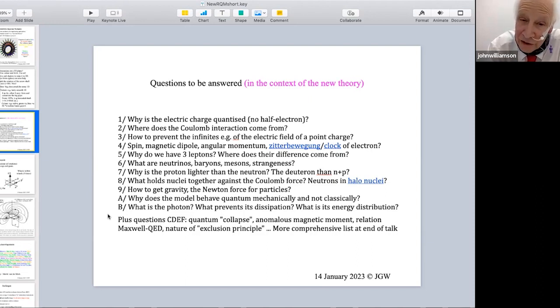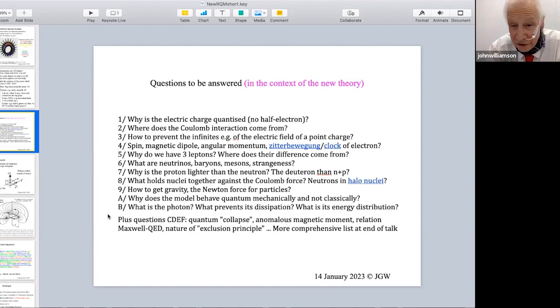And then, what are neutrinos, baryons, mesons, and strangeness? Well, this is where I'm going to give a partial non-answer, because I'm still a little bit unhappy as to what I think neutrinos may or may not be. But for the others, I'm going to go for it.